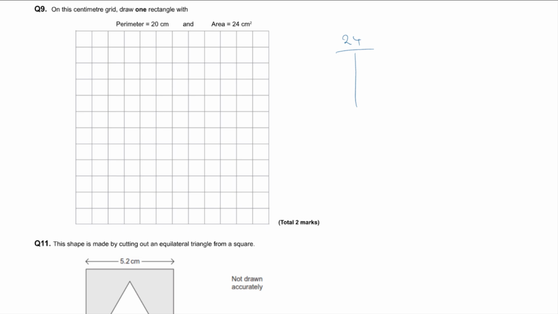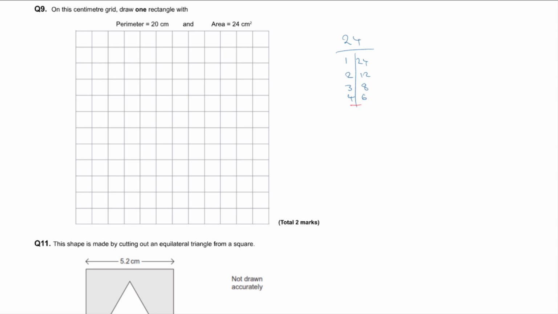So the factor pairs of 24 are 1 and 24, 2 and 12, 3, yep, 3 goes into 24, it goes in 8 times, 4, yep, 4 goes in 6 times, 5, no it doesn't, and then I've met myself coming down the other way, haven't I, because the next number is 6, so that's as far as I need to go.